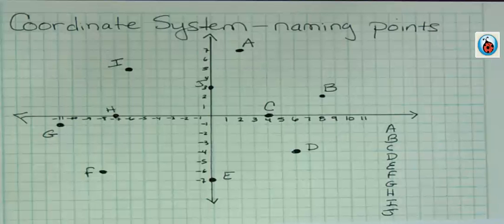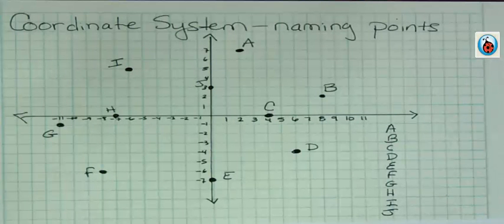We're talking about the coordinate system, the Cartesian coordinate system. In this video, we're learning how to name points. So you already have points on a graph, and you want to give them a name. When we name points on a graph, we use ordered pairs. An ordered pair has parentheses around it, has a comma in the middle, and the two numbers represent the value on the x-axis and the y-axis.